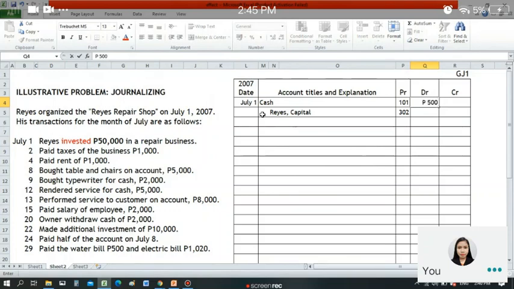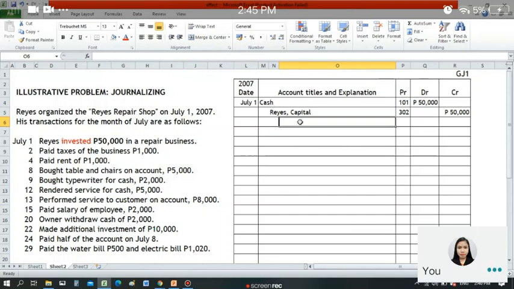So, the rule is, the first amount in debit and credit in the journal must have a peso sign. Debit cash, 50,000. And credit Reyes Capital, 50,000. Next is the explanation.